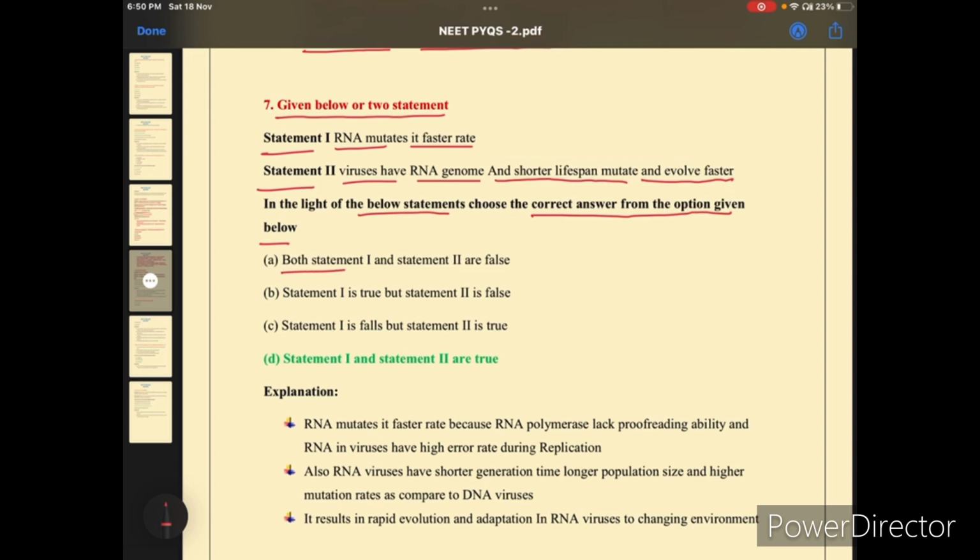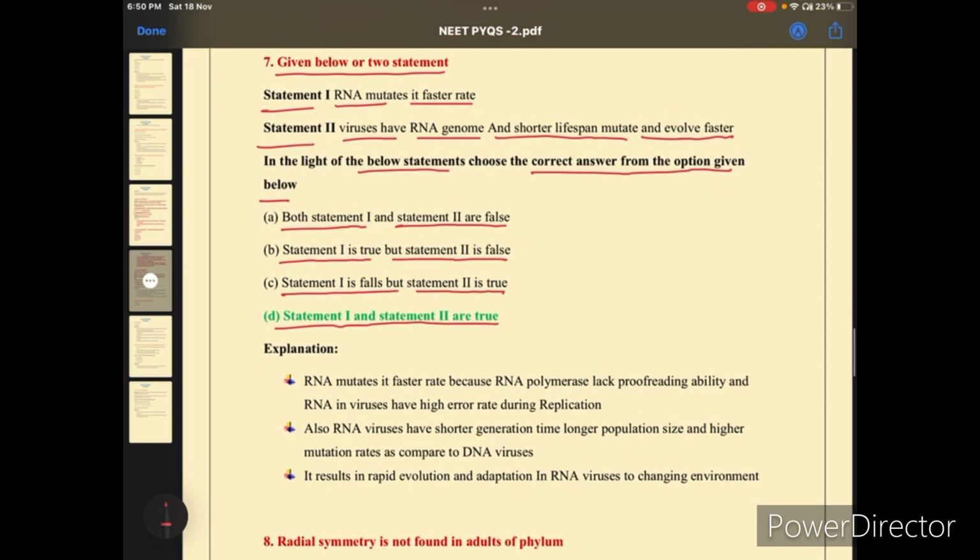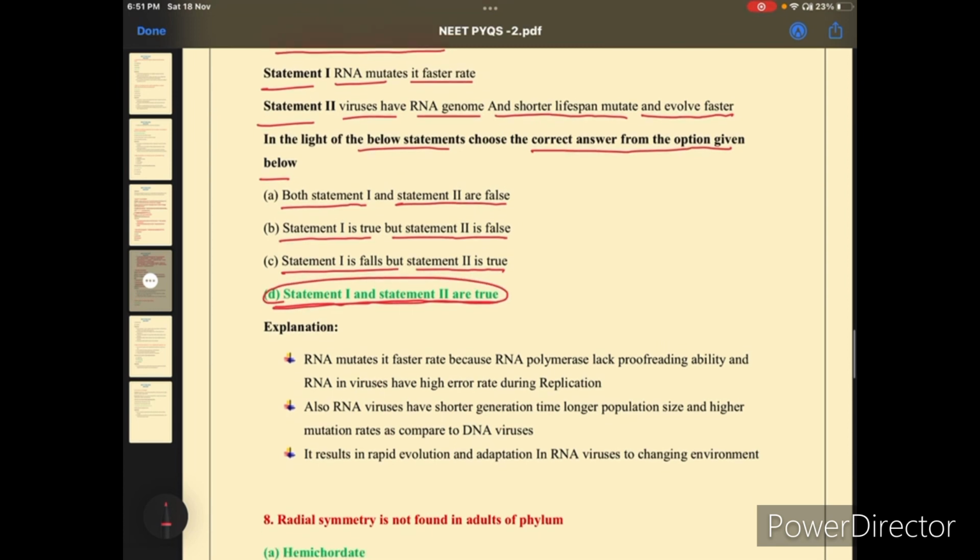Option A, both statement 1 and statement 2 are false. Option B, statement 1 is true but statement 2 is false. Option C, statement 1 is false but statement 2 is true. Option D, statement 1 and statement 2 are true. So the answer is that statement 1 and statement 2 are true. Let us see the explanation.